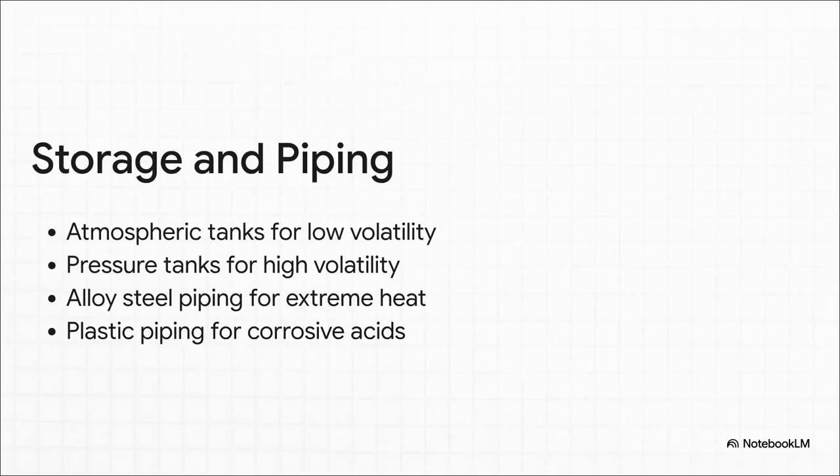Of course, before and after we pump these fluids, they need a place to sit safely. And here, the chemistry dictates the hardware. We use standard atmospheric tanks for calm, low-volatile liquids. But for highly volatile liquids, the ones that want to turn into vapor and expand rapidly, we have to use pressure tanks. You'll often see these shaped like massive spheres or bullets, simply because those rounded shapes distribute really high internal pressures evenly. The piping is a direct match too. We rely on tough alloy steel for extreme heat and pressure, but we'll actually swap to specialized plastic piping to safely transport highly corrosive acids.